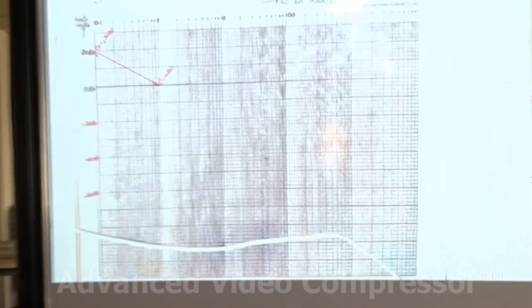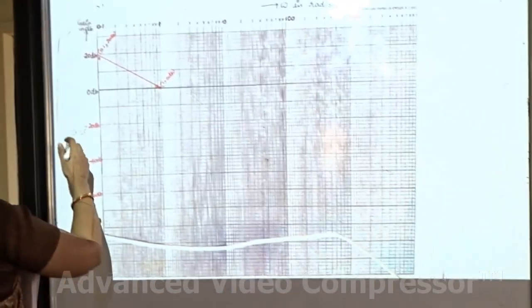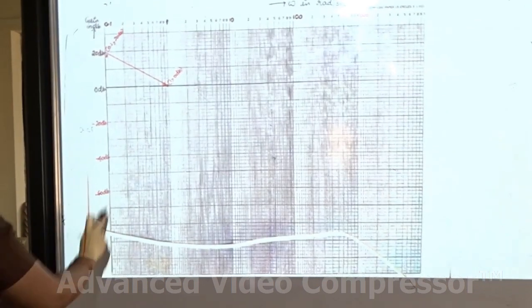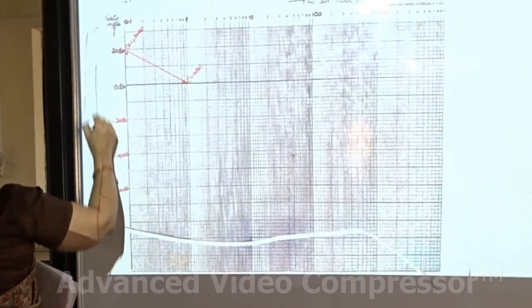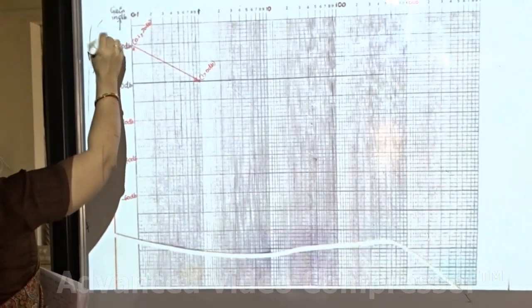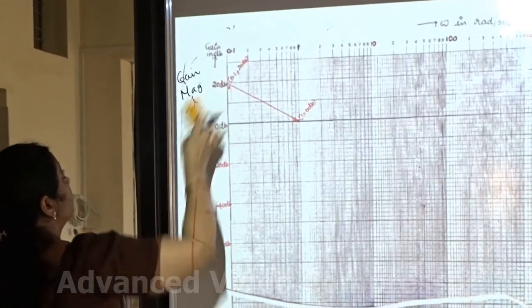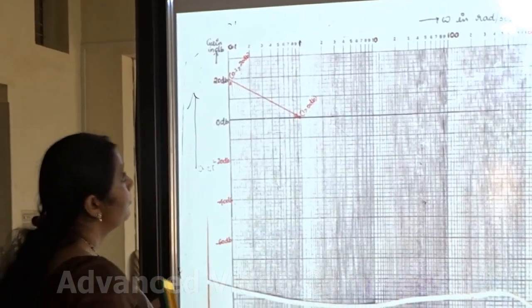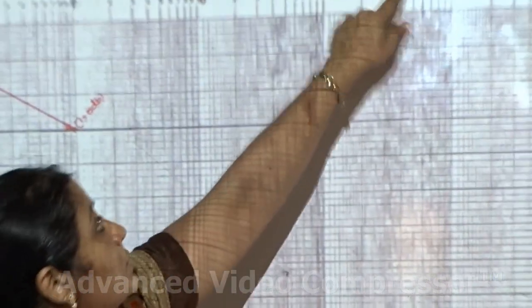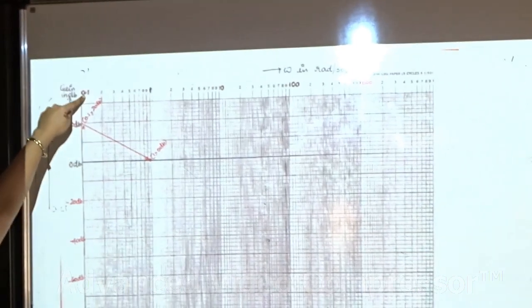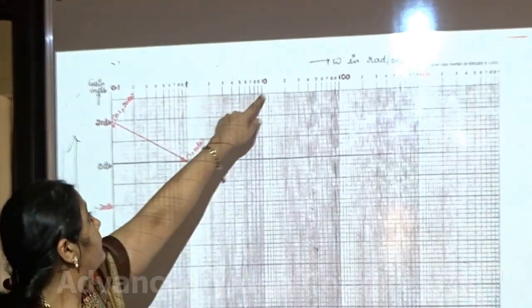I'll just tell you that I have just drawn the graph here. See, we have taken a graph initially. This will be the magnitude or gain. This is gain in dB. Then omega is in radians per second. Here we have started from 0.1, 1, 10.